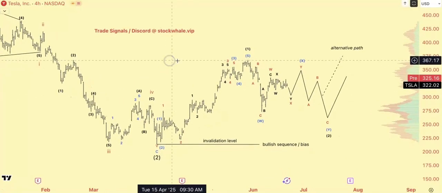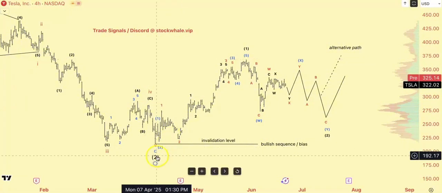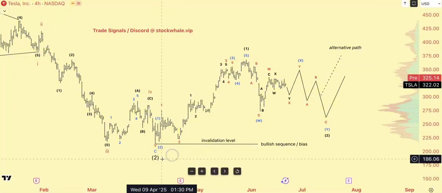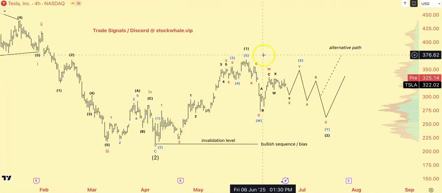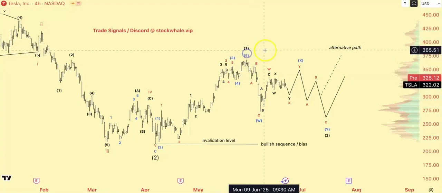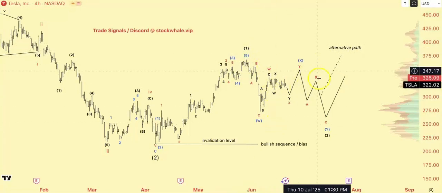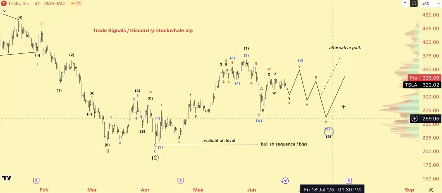So, as you guys know from my past videos, we have a wave 2 that got put in, looking for a wave 1, 2, 3, 4, 5 in blue to finish off all of a wave 1 sequence. Looking for a W, X, Y for a wave 2 as the primary path.